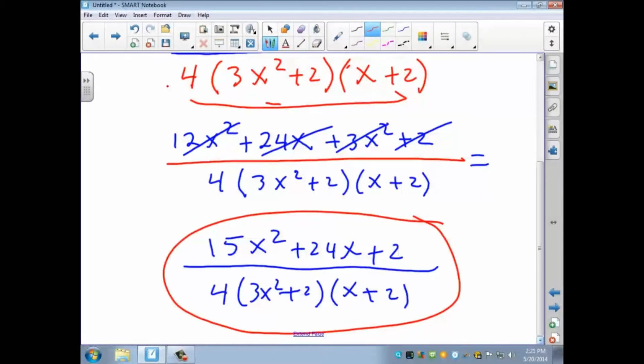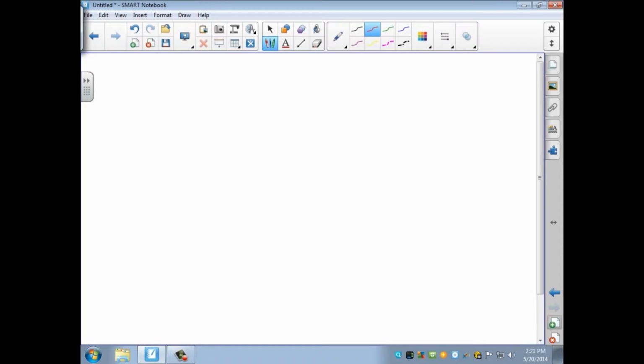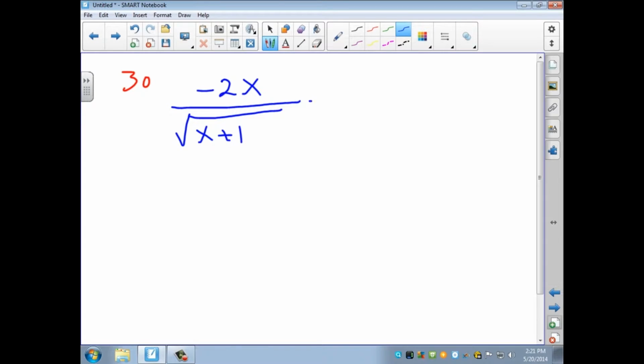All right, let's do another one. Problem number 30. Minus 2h over square root of h plus 1, plus 4 square root of h plus 1, equal. To solve this, you give a denominator of 1 to the next one.